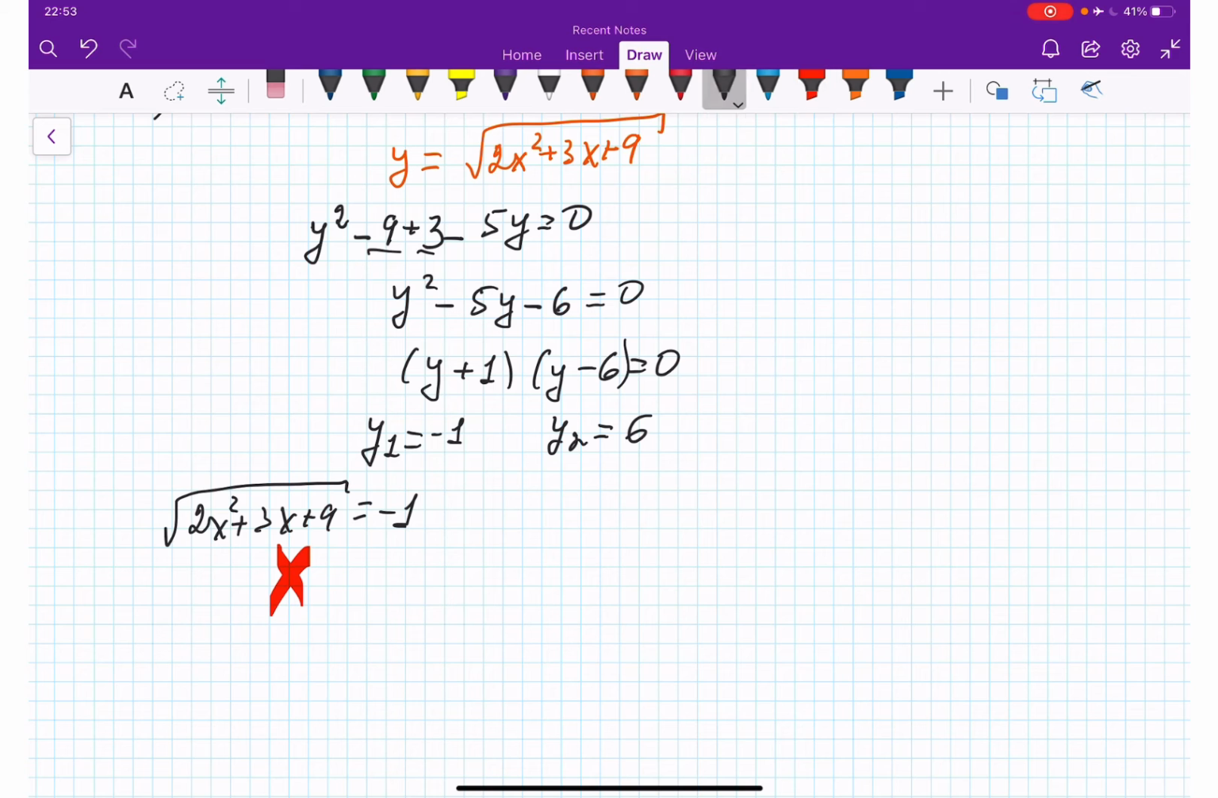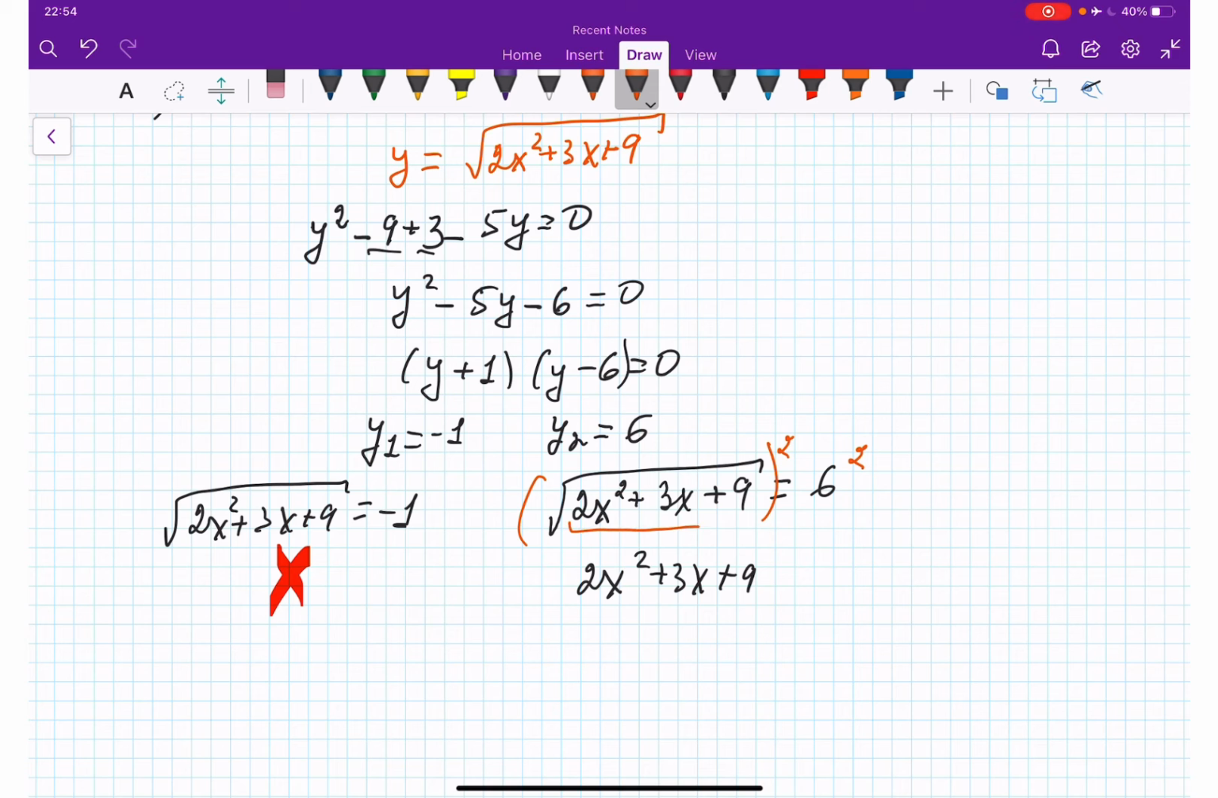There we go. So what we have left is the square root of 2x squared plus 3x plus 9 equal to 6. From here, I'm going to raise to power 2, obviously, to get rid of the square root. And we are getting 2x squared plus 3x plus 9. The entire expression under the square root we treat as one term. We can't separate them. Okay?